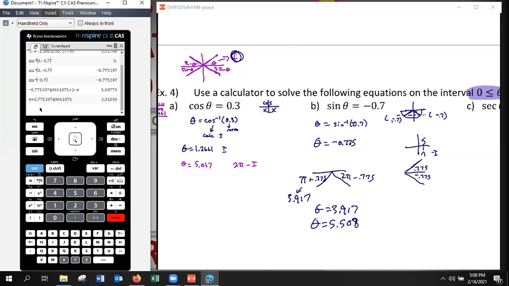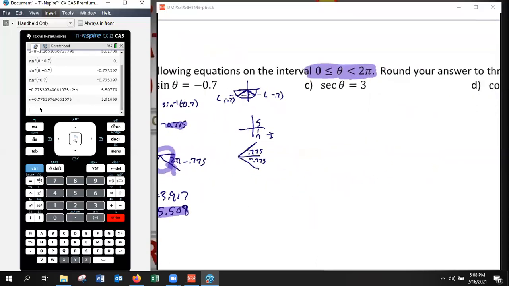So one of the ways that we can look at this, and I actually prefer it this way, is the answer that came out of the calculator is the negative 0.775. If I go coterminal with that, that's where I'm going to get my quadrant 4 answer. And to get my quadrant 3 answer, I need to look at that as the reference angle: pi plus the 0.775, being quadrant number 3.